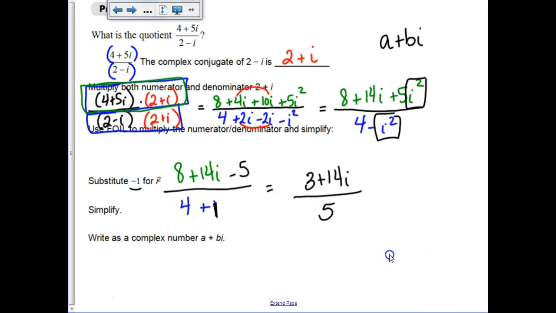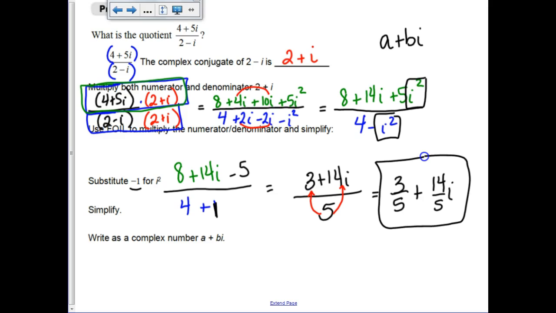And you'd think you're done, right? Still not done. Your answer is supposed to look like A plus BI. So I have to separate this division problem. When I divide a quantity by 5, that means I'm actually dividing every term in the numerator by a 5. So this is really 3/5 plus 14/5 I. Now do you look like A plus BI? Yeah! Alright, how fun was that?